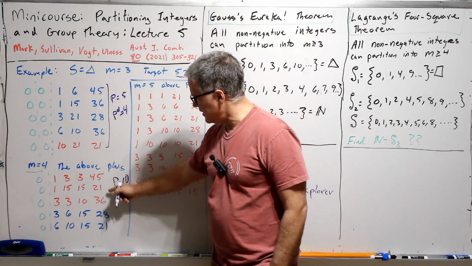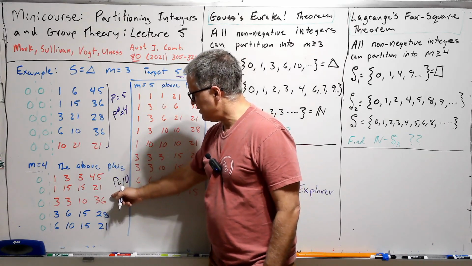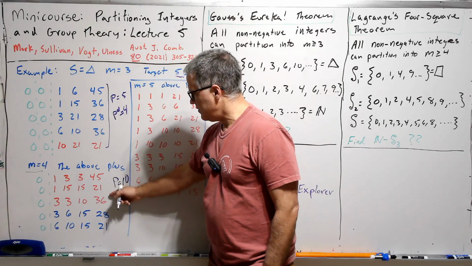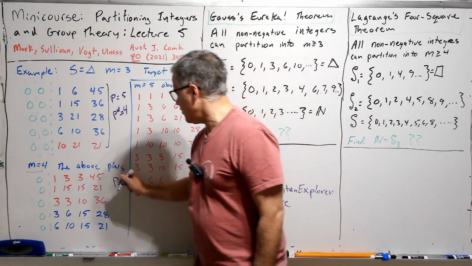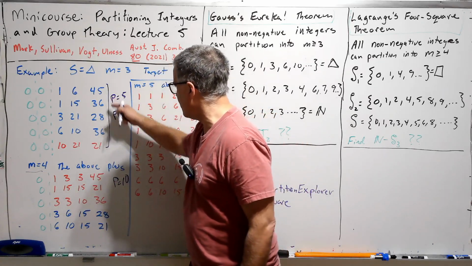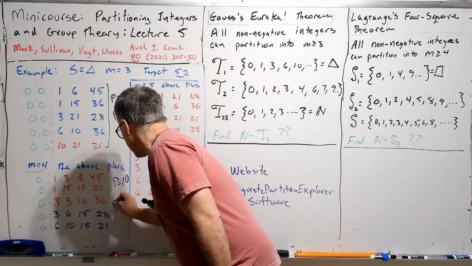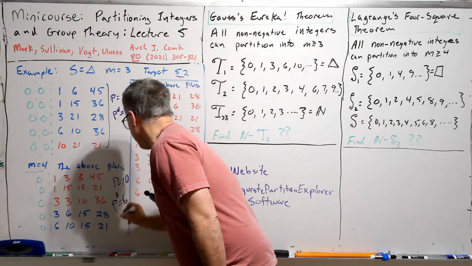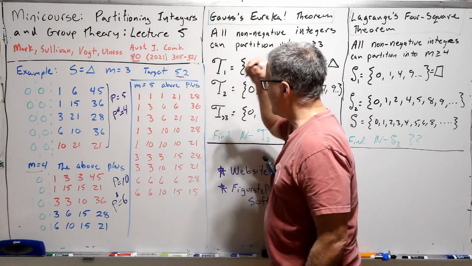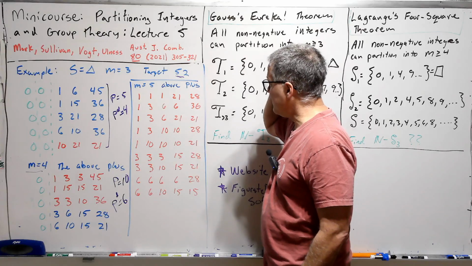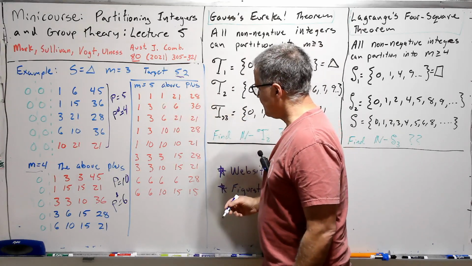But 3 of these are repeats. So here's a repeat, here's a repeat, and here's a repeat. And so we get 2 additional and 4 up here. So we have 6 total for m equals 4. And now let's look at m equals 5.